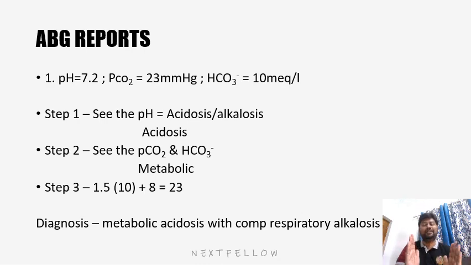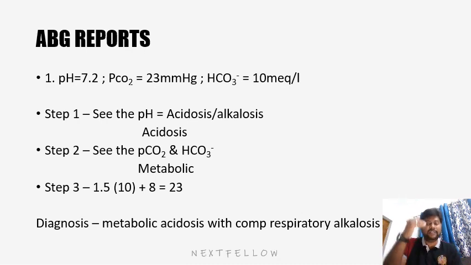So these are the three steps involved with the diagnosis of any ABG disorder. With this, in almost 90 to 95% of the cases you can easily interpret. The first step is just see the pH. By seeing the pH, make the diagnosis as either acidosis or alkalosis. If the pH is below 7.4, make it acidosis. If it is above 7.4, make it alkalosis.